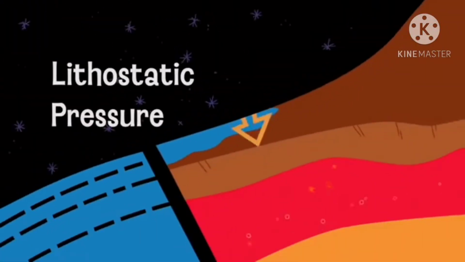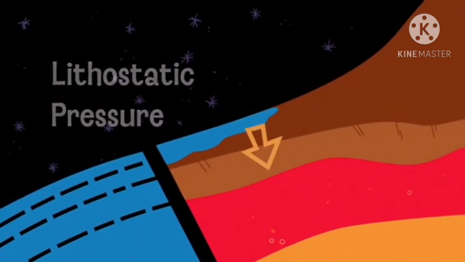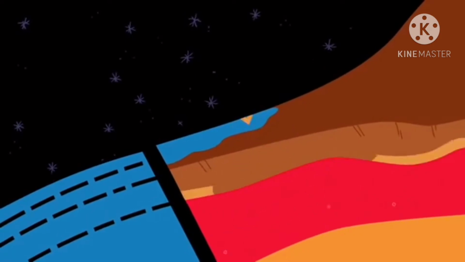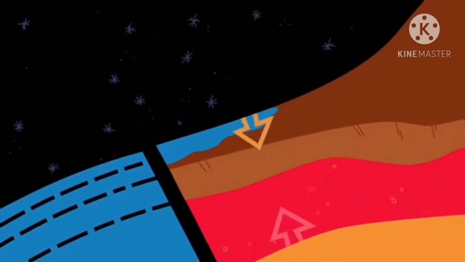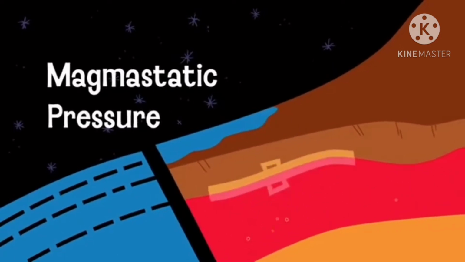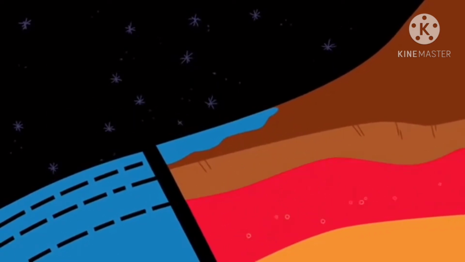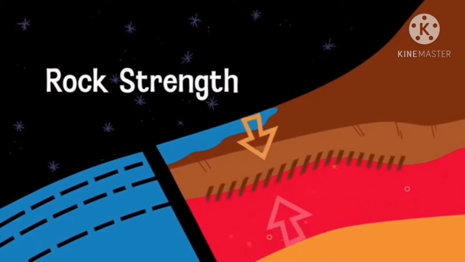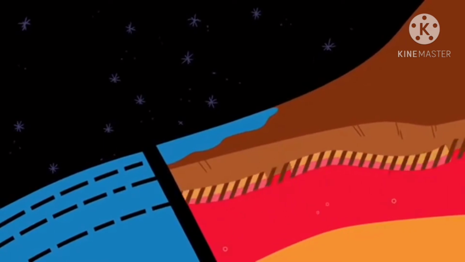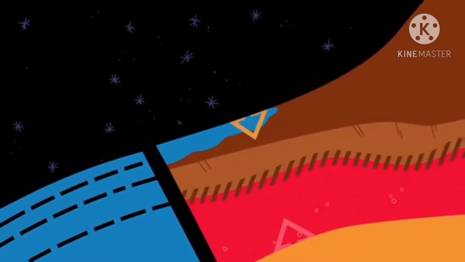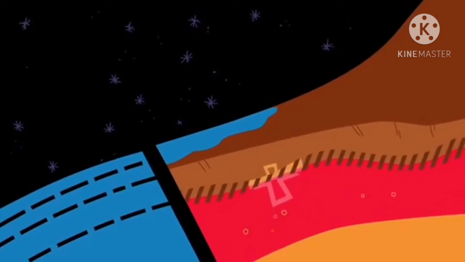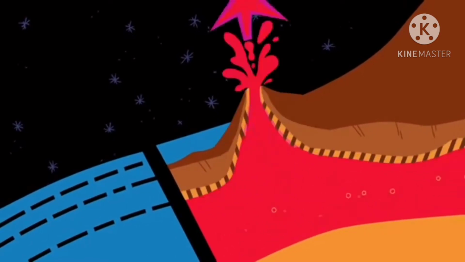The first is lithostatic pressure. This is the weight of the Earth's crust pushing down on the magma below. Magma pushes back with the second factor, magmastatic pressure. The battle between these forces strains the third factor, the rock strength of the Earth's crust. Usually, the rock is strong enough and heavy enough to keep the magma in place. But when this equilibrium is thrown off, the consequences can be explosive.